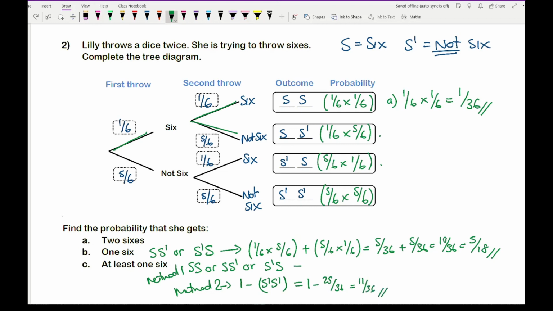Now alternately, if I worked out method 1, then S and S is 1 over 36 plus S and not S, well, that's going to be 5 over 36, and not S and S, well, that's 5 over 36, and if you add them all together, you can see I get the same answer. So whichever method you pick is going to be entirely up to you. One may involve more work, but one may be quicker.